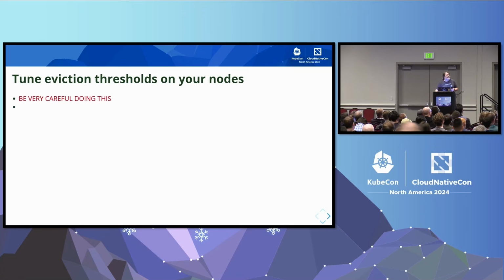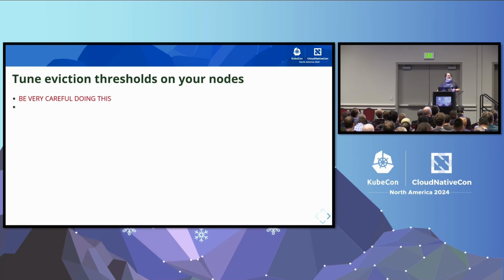This one, I almost didn't want to put this in here. You have to be really, really careful when you tune your eviction thresholds. And the reason is because if you tune them wrong, you're going to do one of two things. You're either going to have nodes that have a lot of wasted resources that can never get used, or you're going to have nodes that end up in such tight resource constraints that they're in danger of deadlocking.